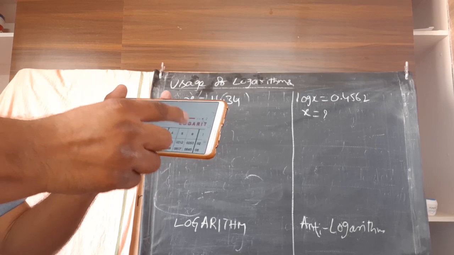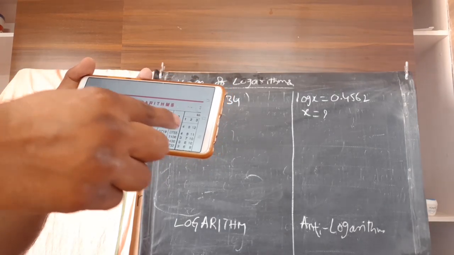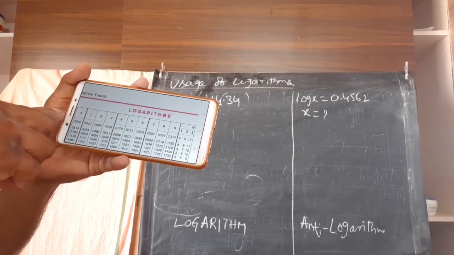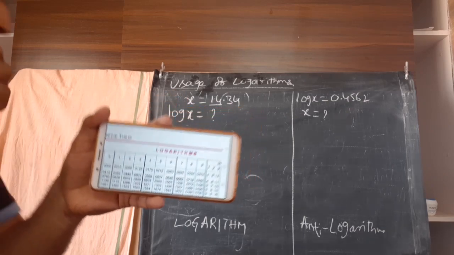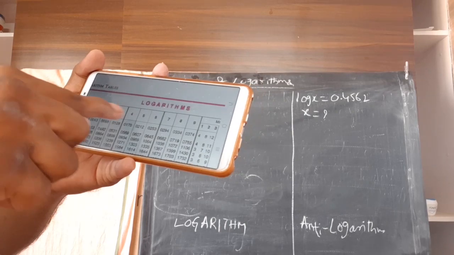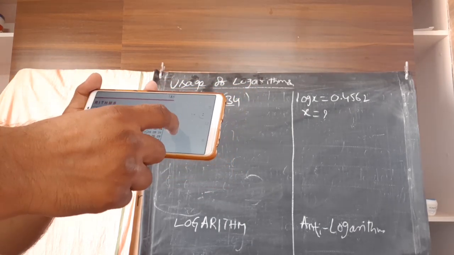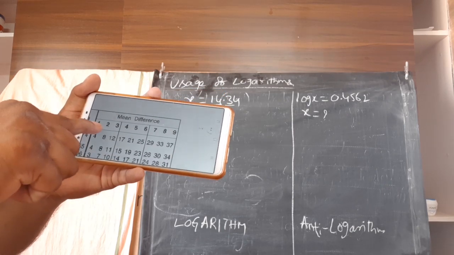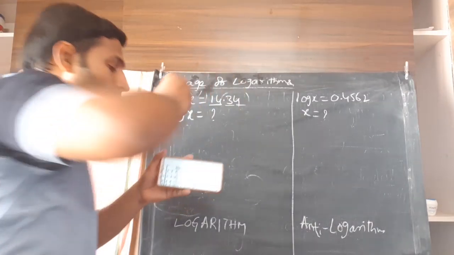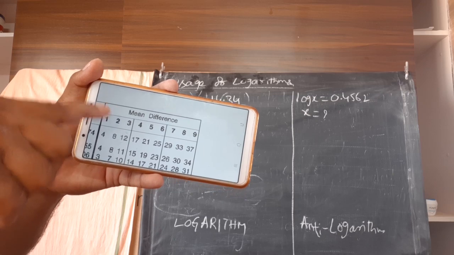Then you will have two horizontal columns. One column contains values from 0 to 9, and it must be used for the third digit. So, the third digit should be selected from this column containing values 0 to 9. Then lastly, you have another horizontal column with the title mean difference. The fourth digit must be taken from mean difference.